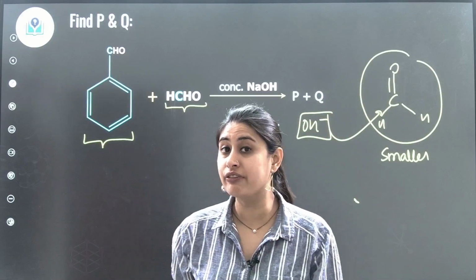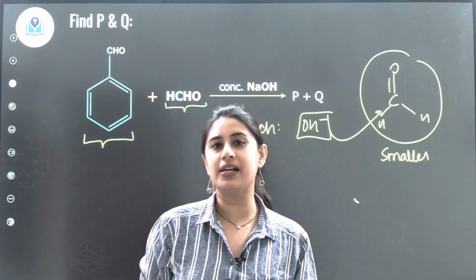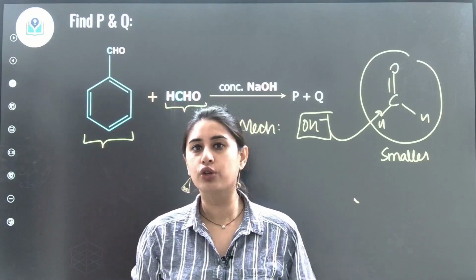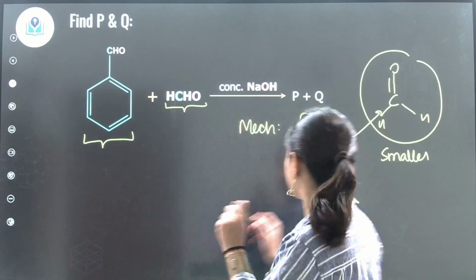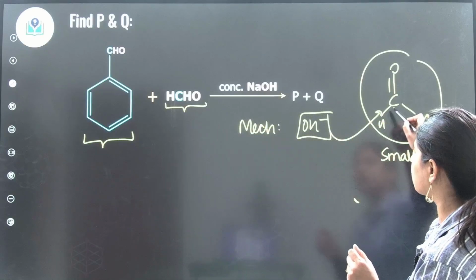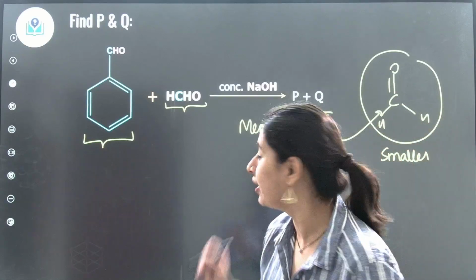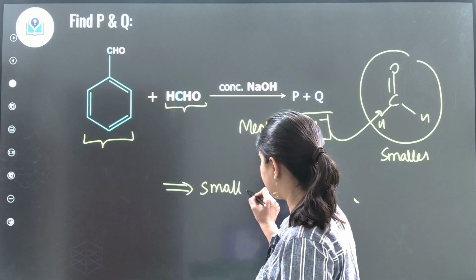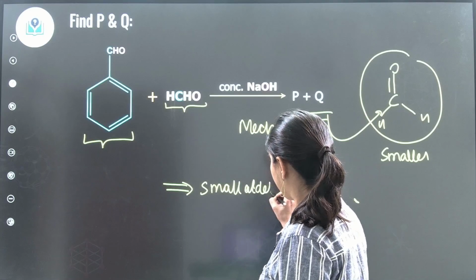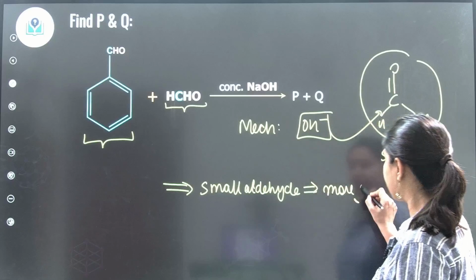The aldehyde is more reactive when it is smaller. So the more reactive aldehyde would undergo the addition of the OH minus first. And whichever was allowing the OH minus to come and get attached first was getting oxidized, if you remember. So in a nutshell, the smaller aldehydes are more reactive.